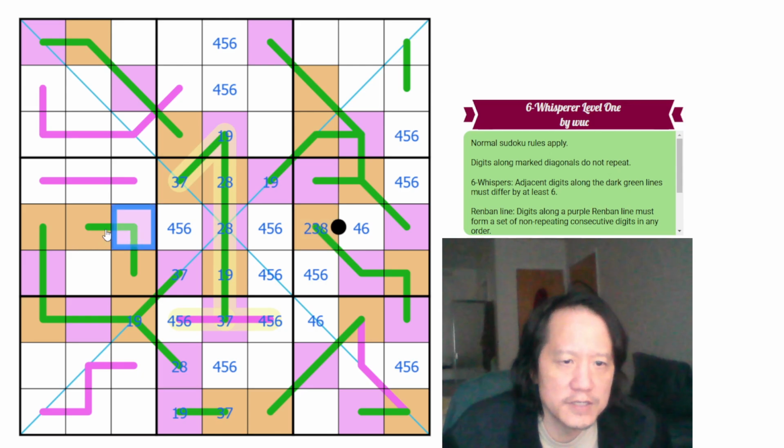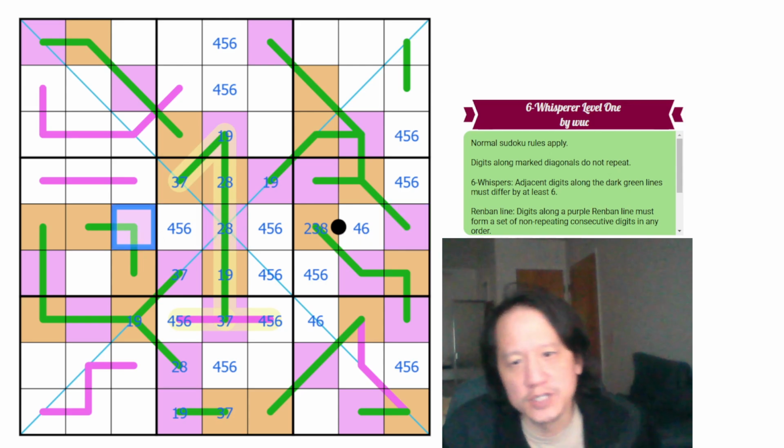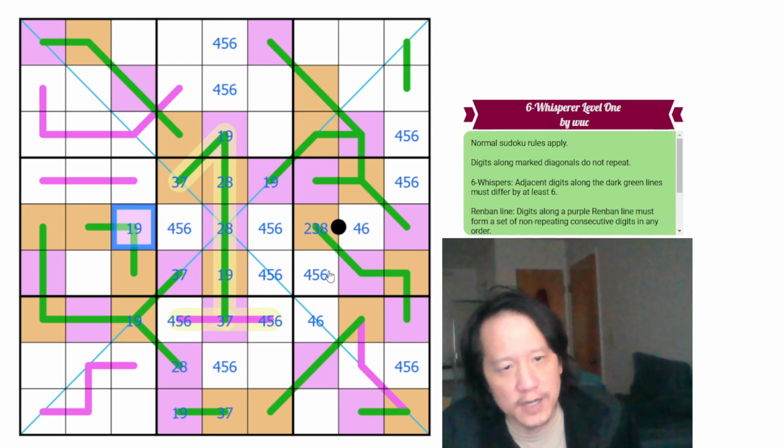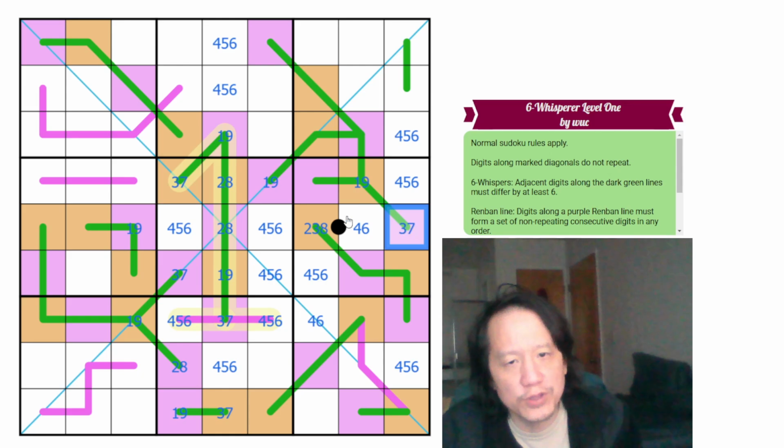This pink is next to 2 unique digits on the 6 whisperer line, and it cannot be the 2 or 8. It can't be 3 and 7 because it's next to 2 unique digits. Therefore, this is the 1, 9 pink, and this has to be the 3, 7 pink, which must be next to the 1, 9 orange. This can't be the 1, 9 pink or the 3, 7 pink, so this must be the 2, 8 pink, which means this is the 1, 9 pink.